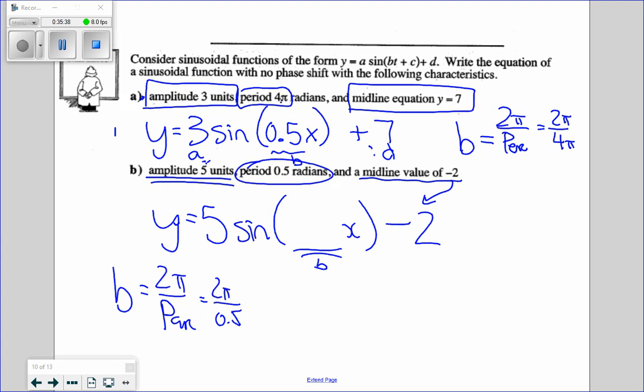Radians is just like units, it's like centimeters. It's just a unit, okay? So punch into your calculator. If we want the exact answer, you would go 2 divided by 0.5. So you would write 4 pi. If you want the approximate answer, you plug the whole thing in on your calculator and you get out 12.56.